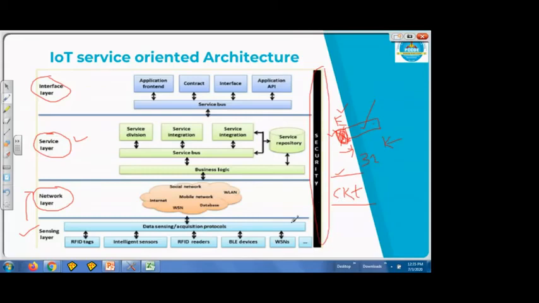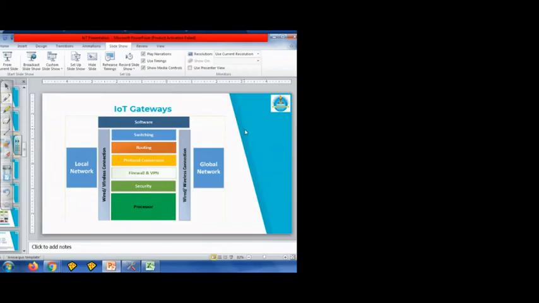We need to adopt or apply certain security rules or algorithms for each and every layer. Okay, so that's why it is shown vertically. Got it? So here in IoT, we have four different layers: sensing layer, network layer, service layer, and the interface layer. Now this is very important.